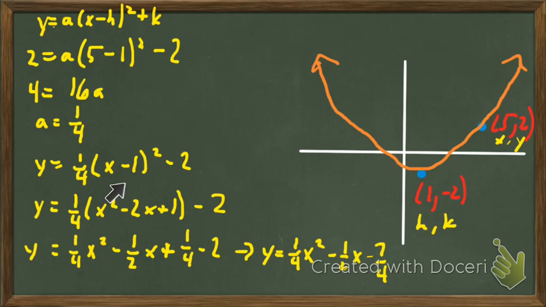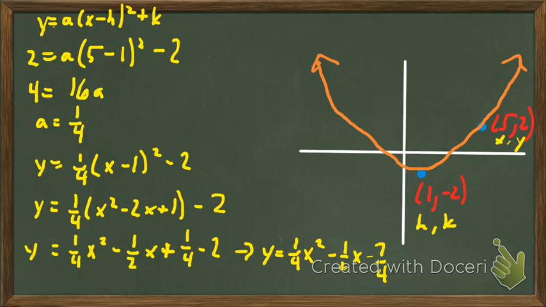Alright, and so when you square the x minus 1, you get x squared minus 2x plus 1. Distribute the 1/4 and you get what you see right here. And then finally, collect the 1/4 and the negative 2. Add those together, 1/4 minus 8/4, negative 7/4. So there's the standard form and the final answer for the equation of the graph of that parabola.